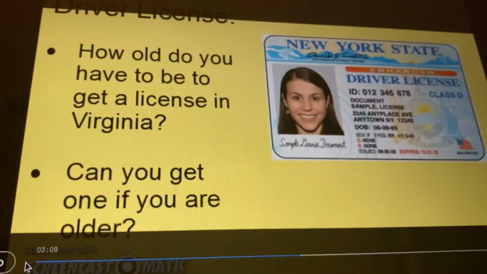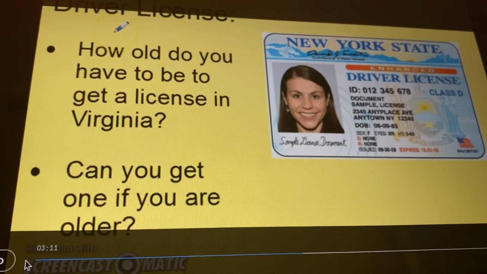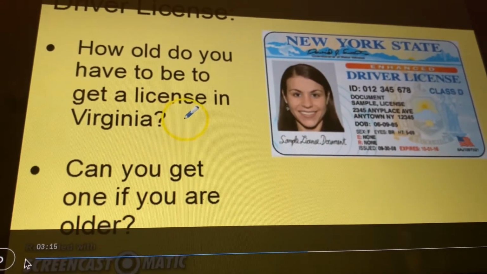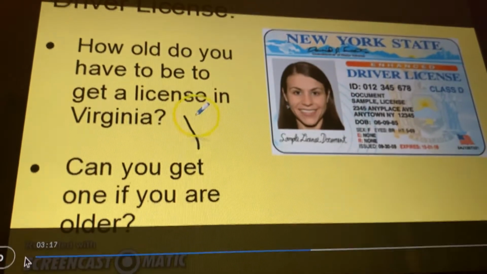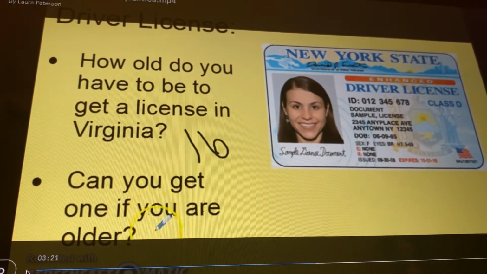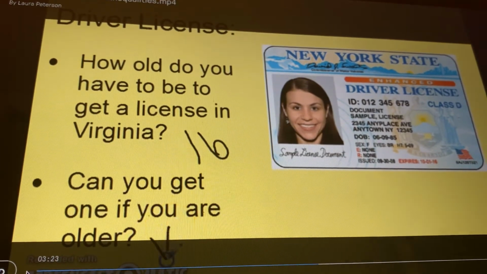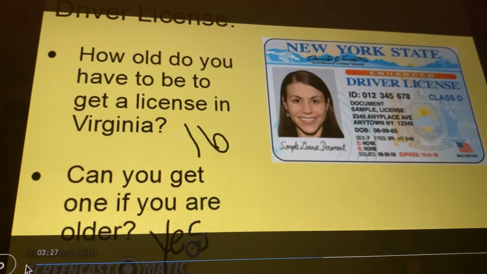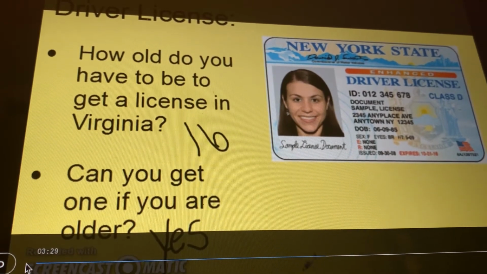Our next slideshow is talking about our driver's license in Virginia. It says, how old do you have to be to get a license in Virginia? Well, to get your license, you're going to have to be 16. And can you get one if you are older? And that answer is going to be yes. You can get a license if you're older than 16, but not if you're younger than 16.